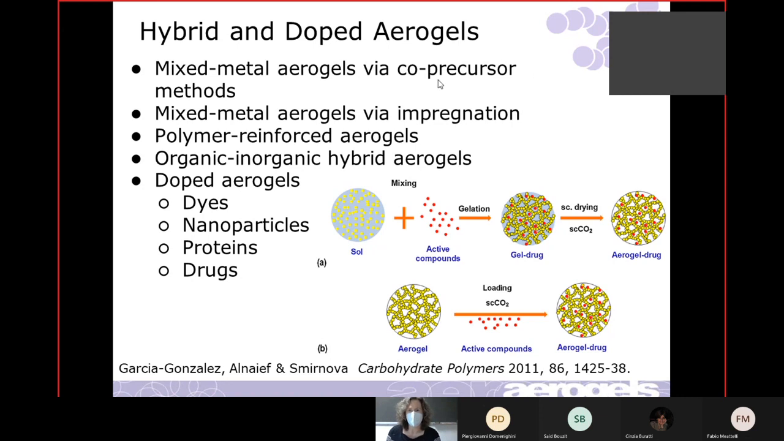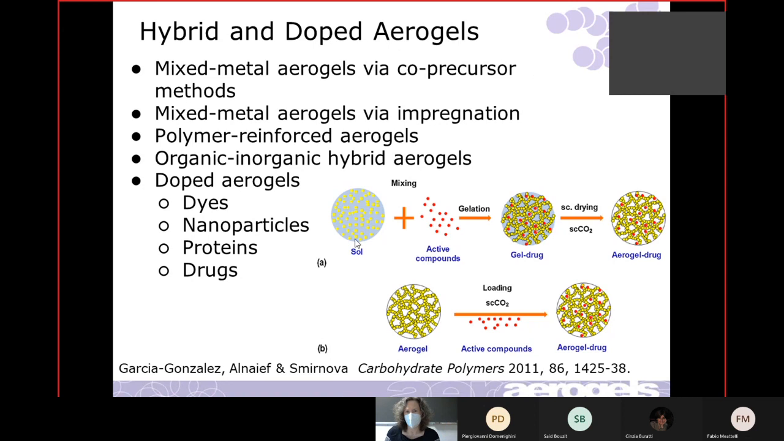We can do that by making one type of gel, and then during the aging process, impregnate something else into it so that the reaction that continues involves a different chemical species. There's a significant amount of work that's been done in polymer reinforced aerogels, filling some of the spaces with polymers that yield strength. There are organic-inorganic hybrid aerogels, and then there's just what we call doped aerogels, where you just trap something in the gel while it's forming. And so I'm going to focus on some work by a couple of other groups.